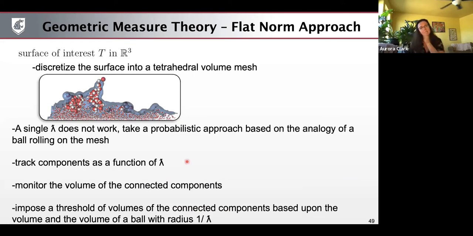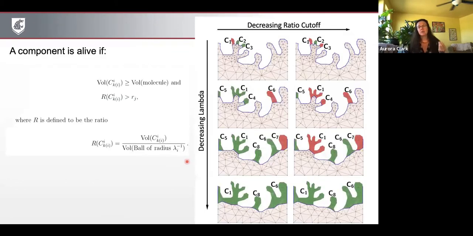But in either case, we track the components as a function of the lambda that we're slowly pulling off, and we monitor the volume, and we can impose a minimum threshold of volume. So for example, it doesn't really make sense to allow lambda to pull off a volume that's smaller than the size of a molecule, right? Because the molecule is making up the surface. So we can keep track of how our components live as we decrease our lambdas, and also monitor the volumes, which is what we call this ratio cutoff.